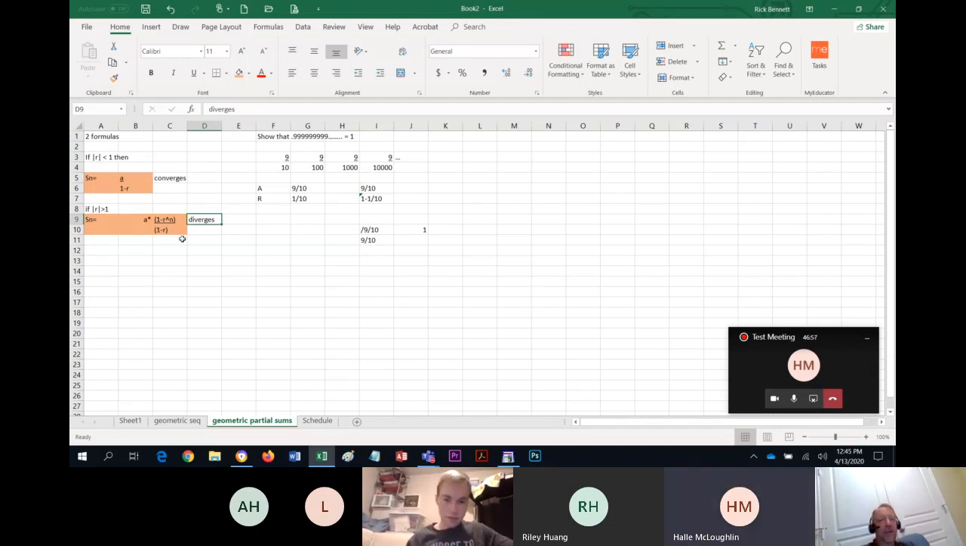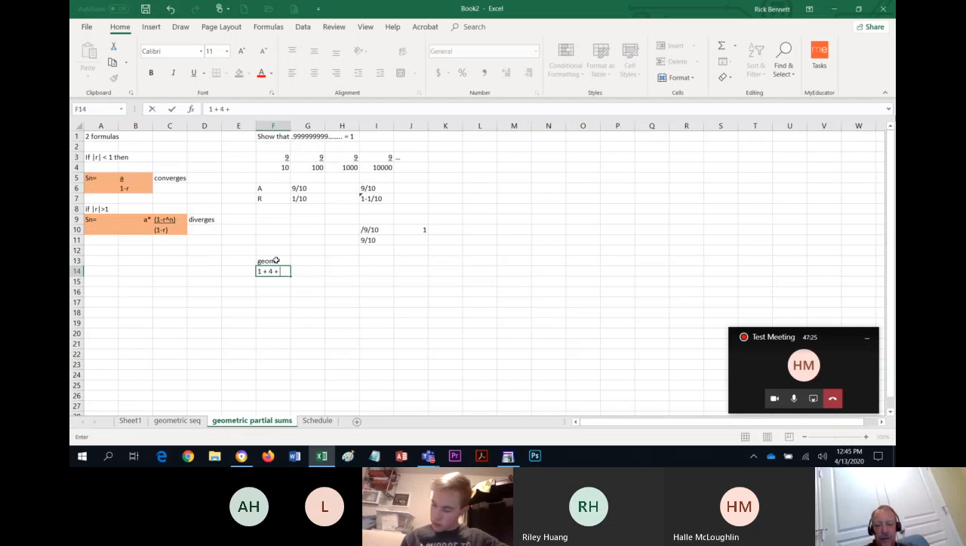Like on the first one, it converged to the value of 1. If you keep adding, you just get closer and closer to 1. In this case, it's going to get larger and larger. It doesn't converge to a single number, and that's what diverges means. So let's do an example. If I had a geometric sequence that was 1 plus 4 plus 16 plus as many terms as I need until I get to 4096, and I told you to find the sum.